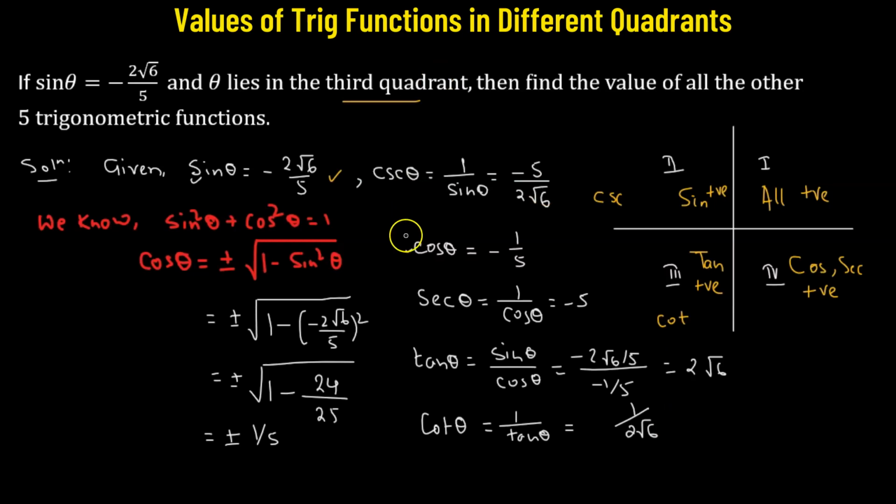Hence we have successfully obtained the values of the remaining trig functions. Cosecant of theta is negative 5 over 2 square root of 6. Cosine theta is negative 1 over 5. Secant theta is negative 5. Tangent of theta is 2 times square root of 6. And cotangent of theta is 1 over 2 times square root of 6.